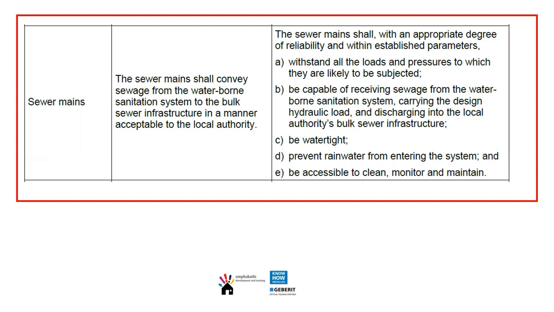The sewer main shall have an appropriate degree of reliability and be within the established parameters. They must withstand all the loads and pressures to which they are likely to be subjected, and be capable of receiving sewage from waterborne sanitation systems, carrying the design hydraulic load and discharging into a local authority bulk sewer infrastructure. They need to be watertight, prevent rainwater from entering the system, and be accessible to clean, monitor and maintain. So it's pretty much the basic stuff that we're supposed to do with all drainage installations.